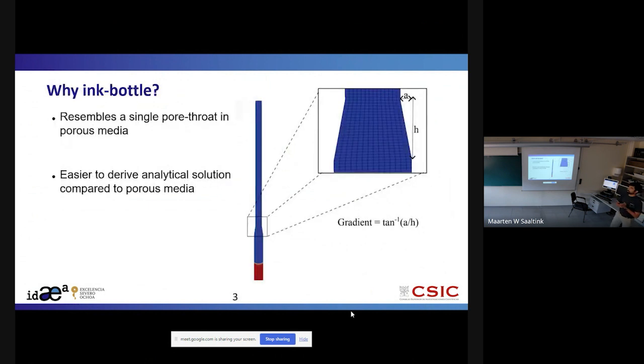And why do we choose water in our problem? It's because it's a simple setup, it's not complicated as in a porous medium, and it resembles a single pore throat, as we see in a porous medium. And I think one of the most important reasons was to also be able to derive an analytical solution, because it's easy, as we shall see in upcoming slides. An ink bottle is really a tube which has a constriction somewhere in the tube, and that constriction can vary, steeper constriction or less steep constriction, and then we change this gradient in our investigation.